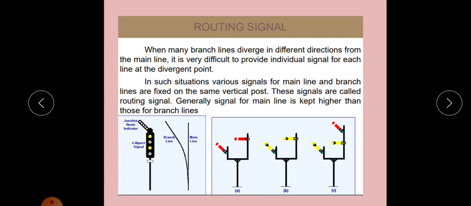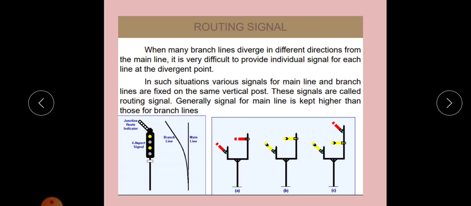Okay, so in such situations, various signals for main line and branch line are fixed on the same vertical post. And these signals are called routing signals. So this actually indicates the route of the train, that is, whether the train is diverging to the branch line, or it is moving on the main line, or whether it is traveling to the left side or right side, etc. So it actually indicates the route of the train. So it is known as routing signal.